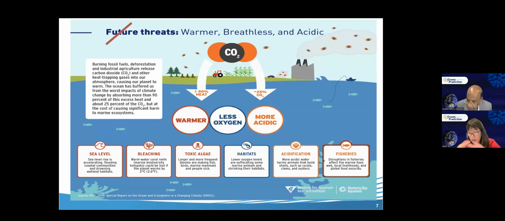And I'm sure in the earlier topics, you have discussed ocean observation and ocean forecasting that link to the ocean being warmer, having deoxygenation, and getting more acidic. And you can see that it links to impacts such as sea level rise and coral bleaching. We have more frequent toxic harmful algae blooms, degradation of habitat, acidification, and impacts on fisheries.